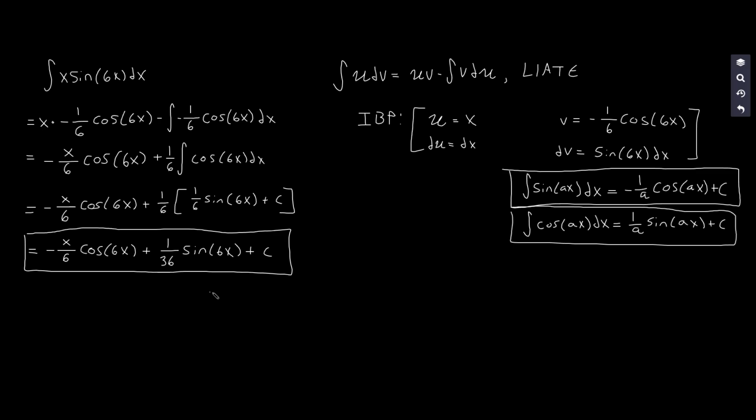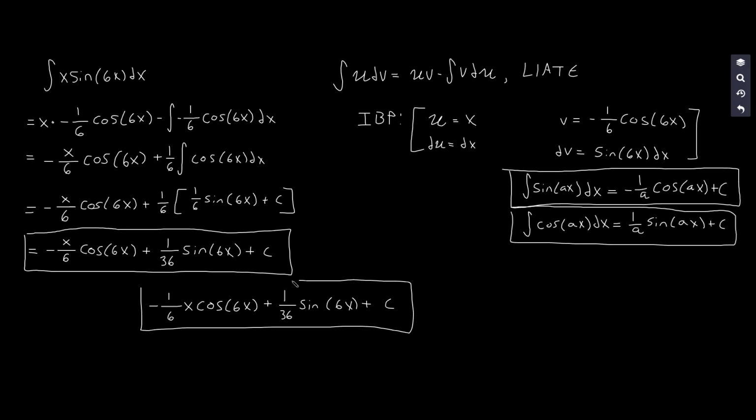Or another way that we could write it, if we'd like, we could write -1 over 6 times x times cosine of 6x plus 1 over 36 times sine of 6x, and that's plus c. And that's just another way that we could write it. It's either or.